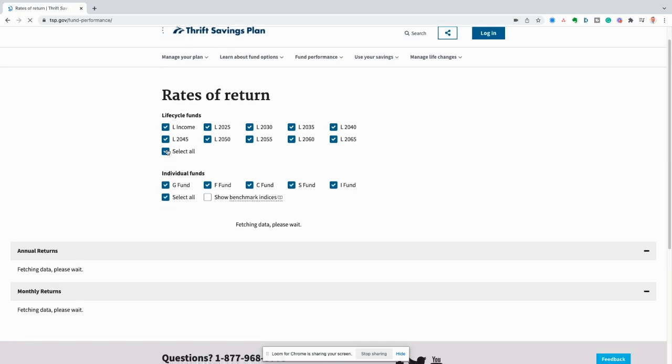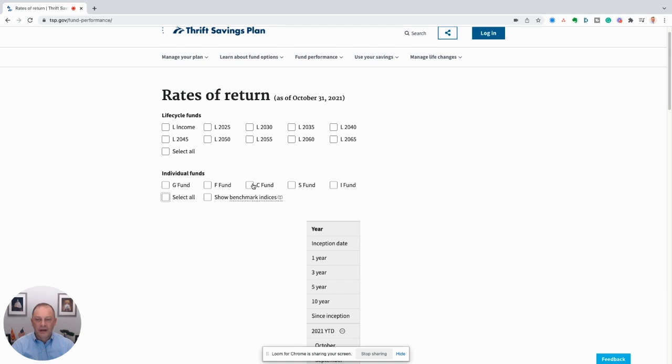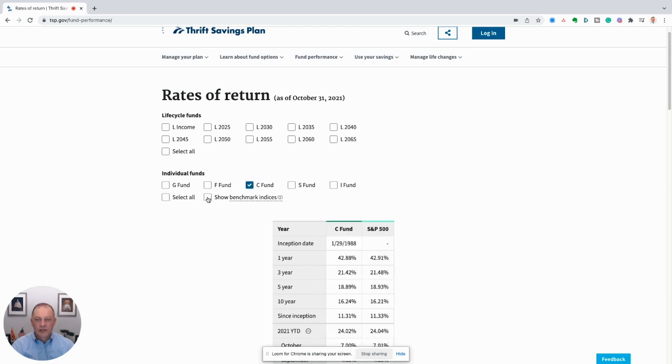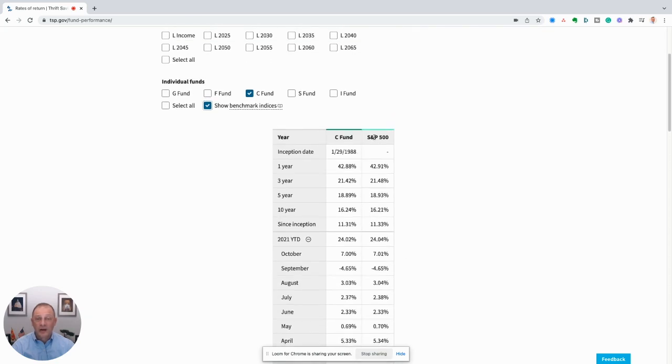All right. Now, we want to get rid of all of these life cycle funds. We want to get rid of all of these other funds. We'll bring back the C. And what you can see is it also brings in the S&P 500 right next to the C fund, which is really good. So we can actually compare, because it's mirroring or matching the S&P 500, or doing its best to do that. We want to actually see how good of a job they are doing.